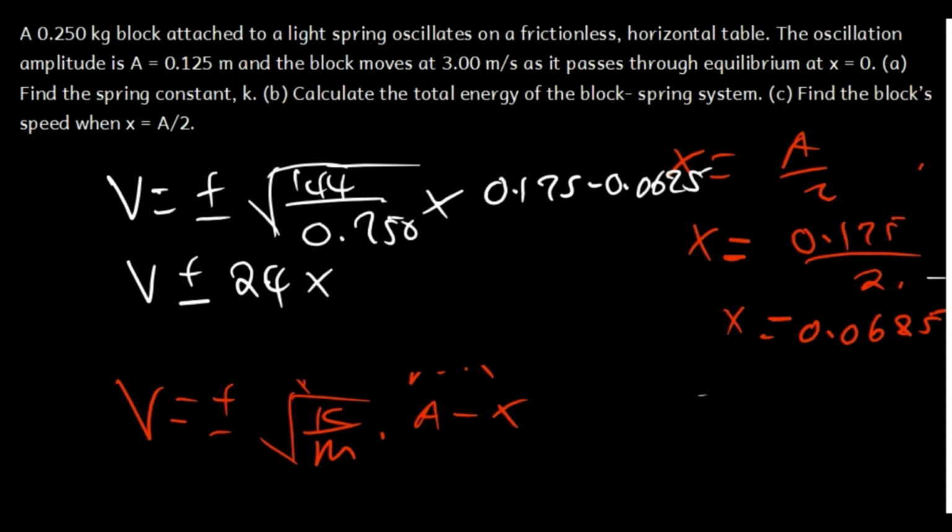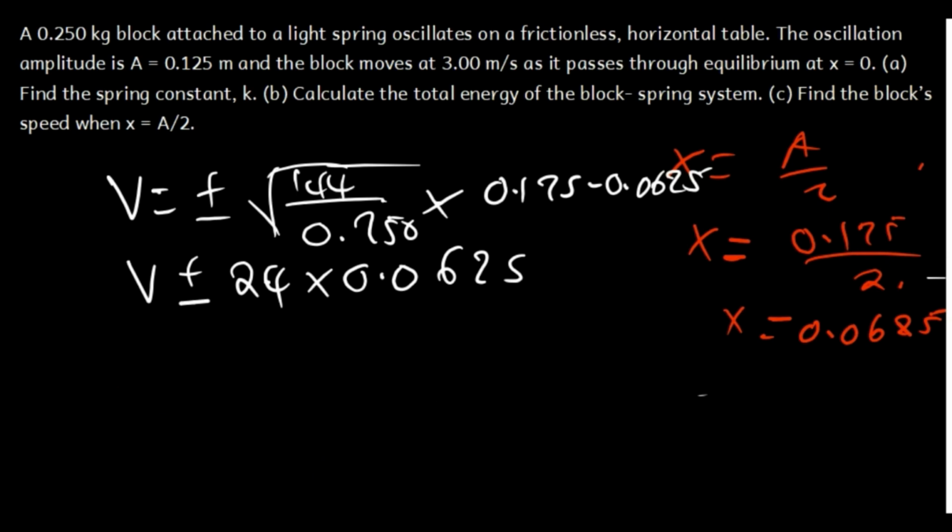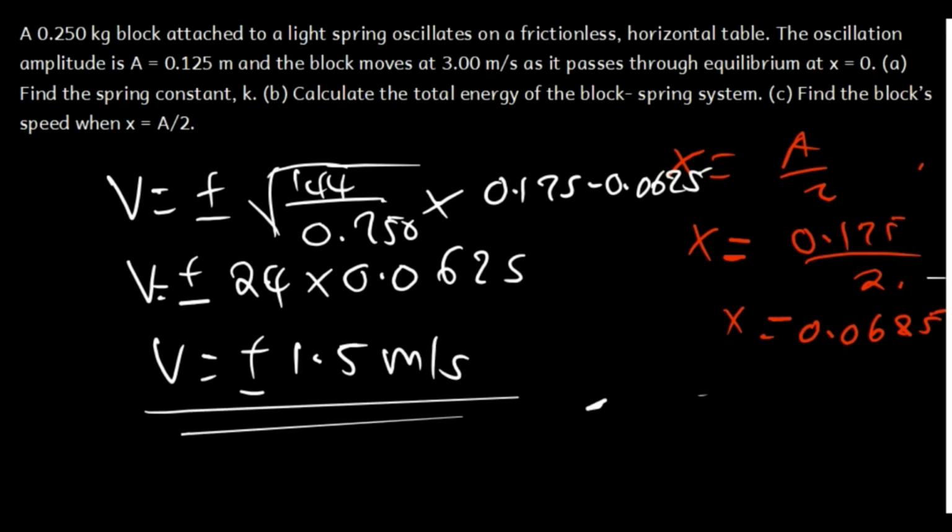So this times, what is 0.125 minus 0.0625? This is giving me 0.0625. So I do times 24, which is giving me 1.5. So that is our velocity. So our v will be equal to plus or minus 1.5 meters per second. So that is it for part C.